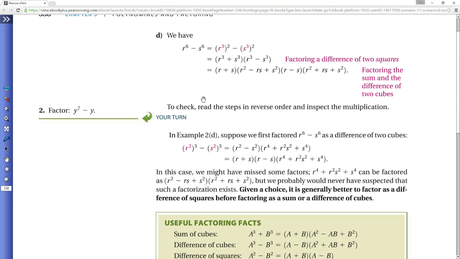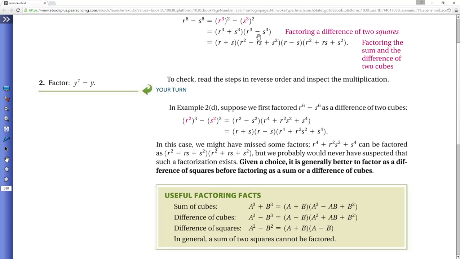Okay, so the strategy should be look for the easier things first, and hopefully you recognize, hey, I have a difference of squares I can do first, and then my resultant factors we need to make sure and check to see if we can factor them anymore too, right? So in this case we can.